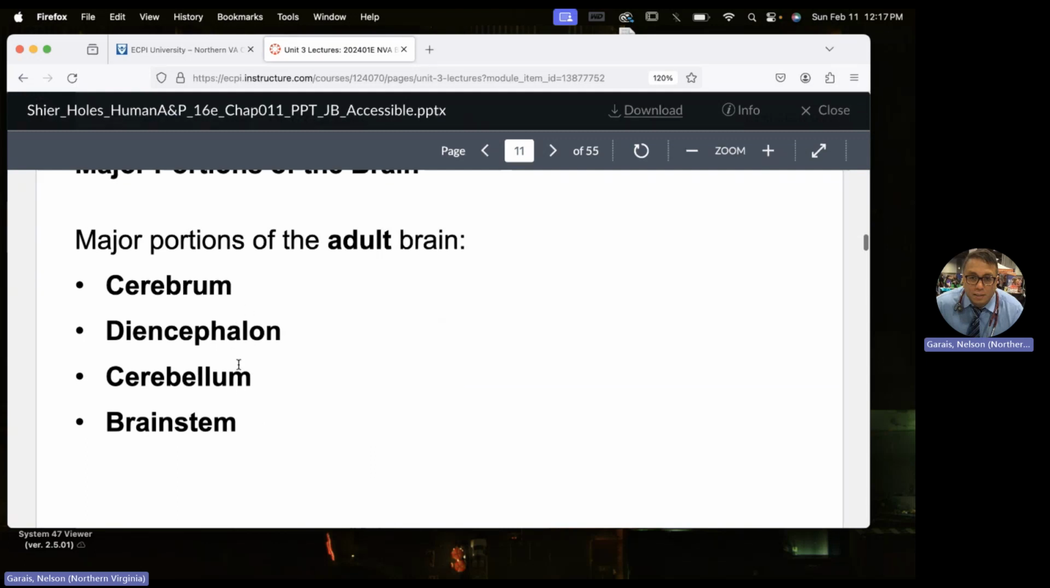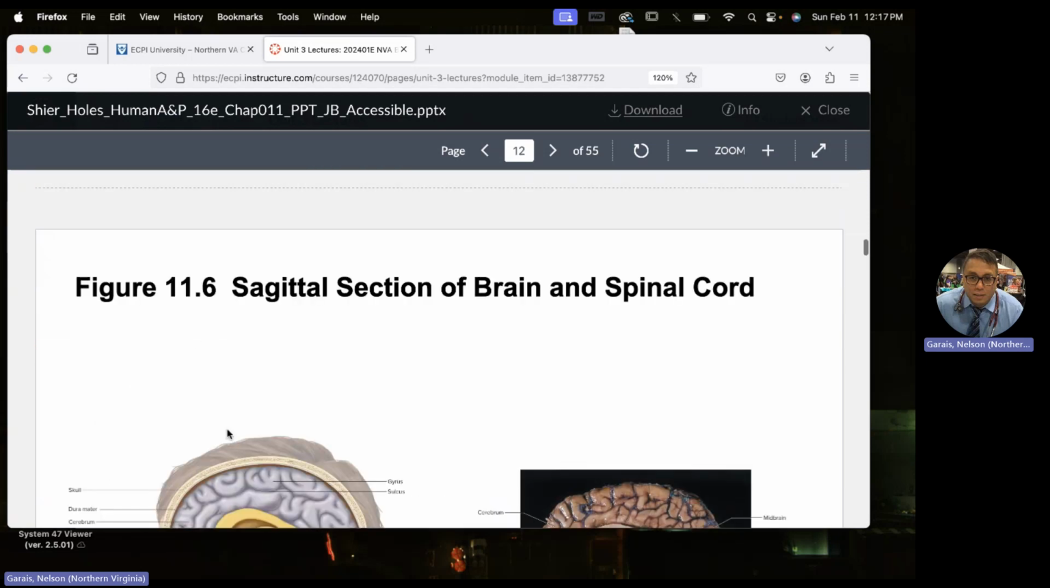Adult brain has the cerebrum, diencephalon, cerebellum, and brainstem. So let's talk about each one.